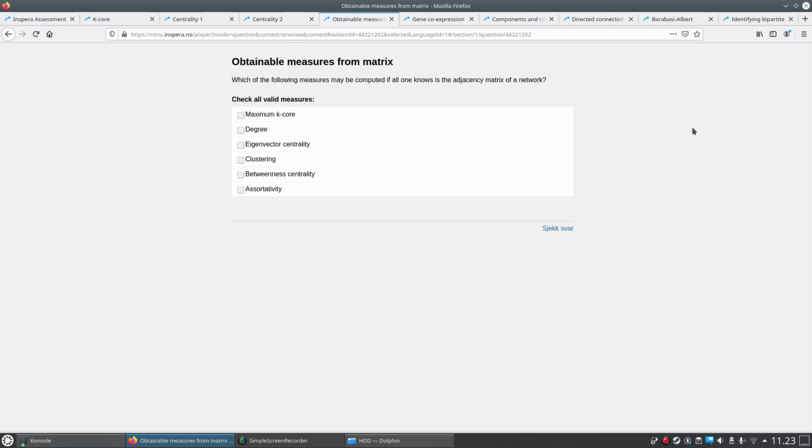Okay, so the question here is, which of the following measures may be computed if all one knows is the adjacency matrix of a network? So the assumption is you have a network that you want to analyze, but all you have is the adjacency matrix of the network. You don't have any visualization of it. You don't have any Cytoscape file with node attributes and so on. All you have is the adjacency matrix. And which of these measures can you find out from that?